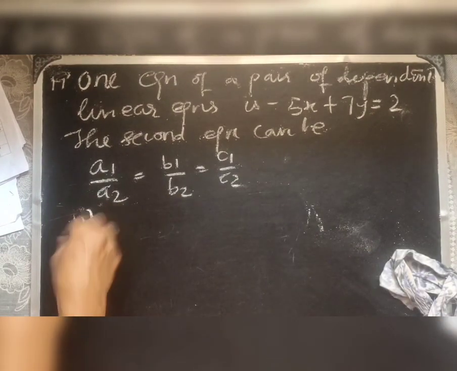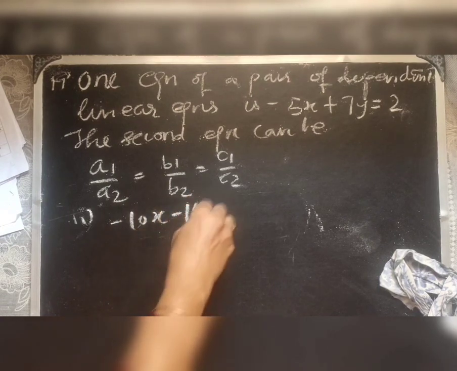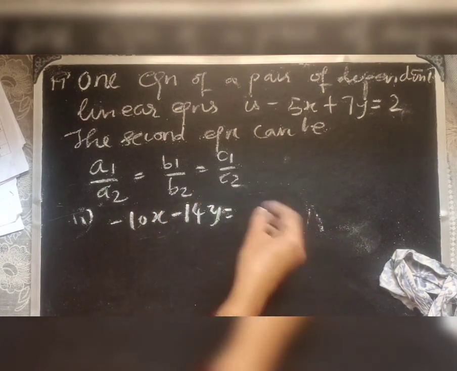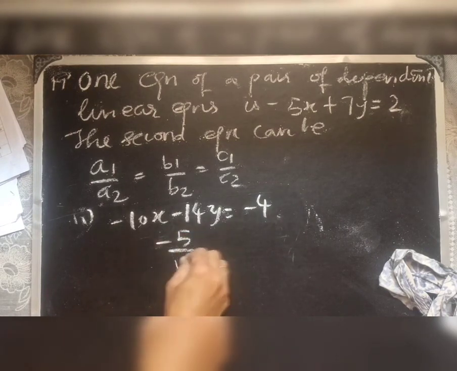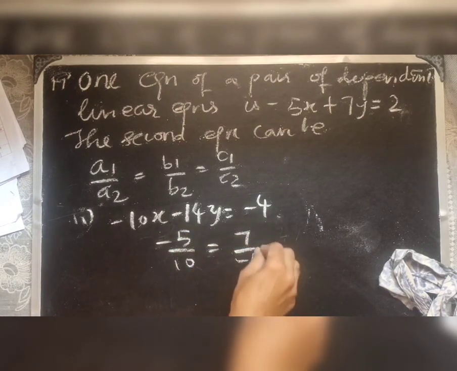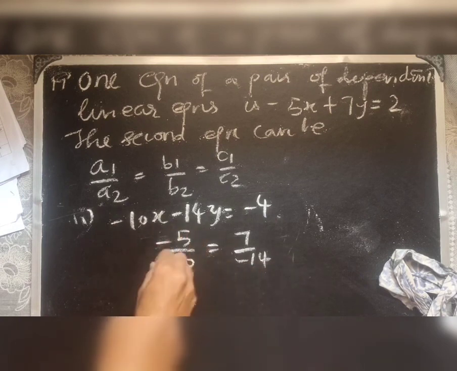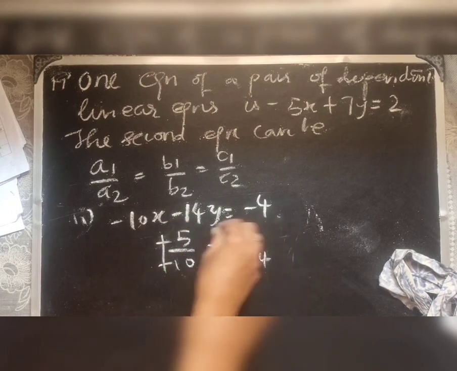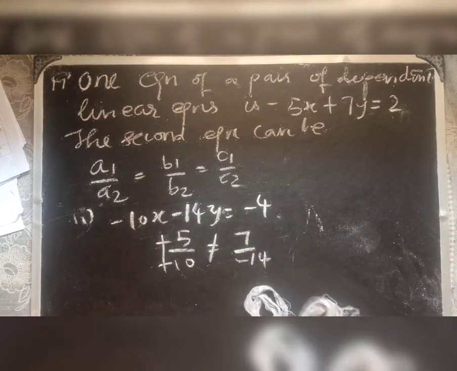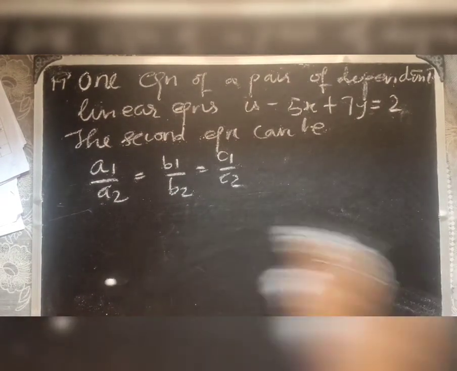So we will check with the other equations also. The second equation is minus 10x minus 14y, and similarly here the 4 will go to the right hand side, so it becomes minus 4. So what happens? Minus 5 by 10 is equal to 7 by minus 14. Again we can see that here both are minus 5 and minus 10, so this becomes positive, but this is still negative, so this is again not equal. So as a result, the second equation is also not the correct equation.